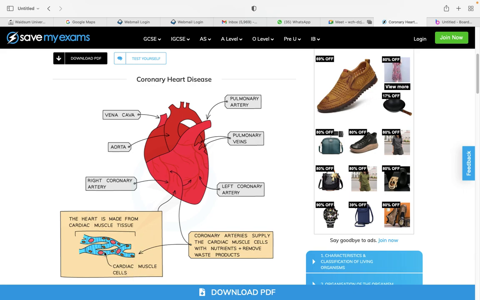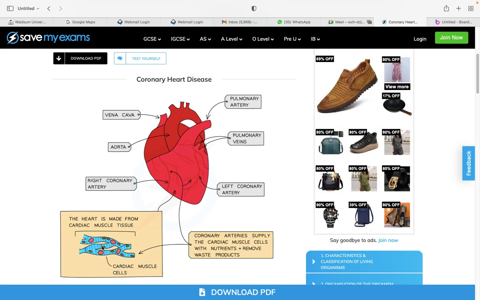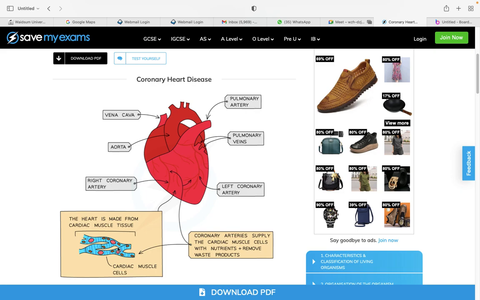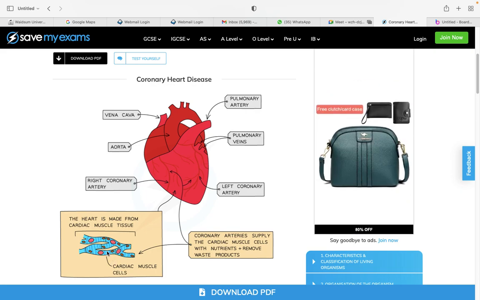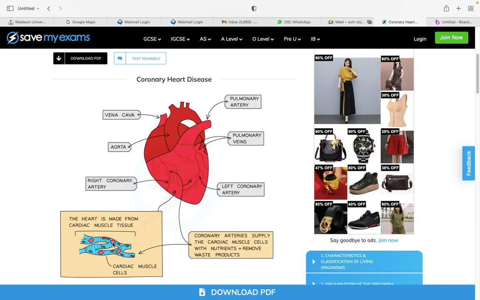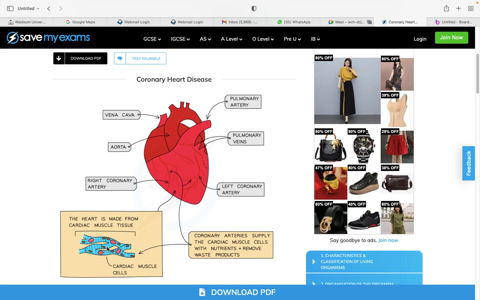These are called the cardiac muscles. They are called the cardiac muscle cells. The coronary artery supplies the cardiac muscle cells with nutrients, and it also helps to remove the waste products in these cardiac muscle cells. So they bring the blood with nutrients. You know, the blood contains nutrients. The food you eat that is digested is diffused into the blood.